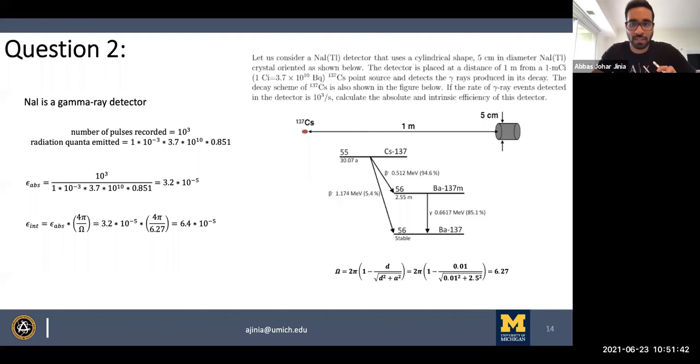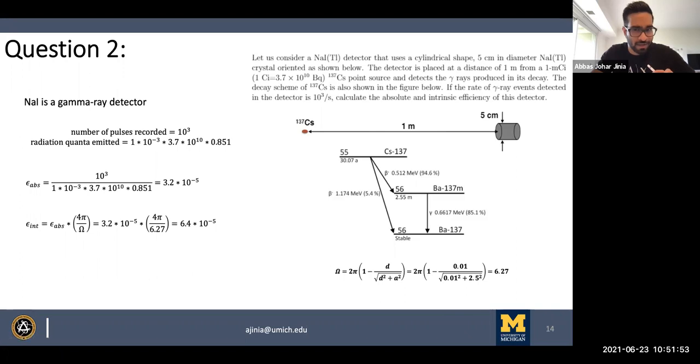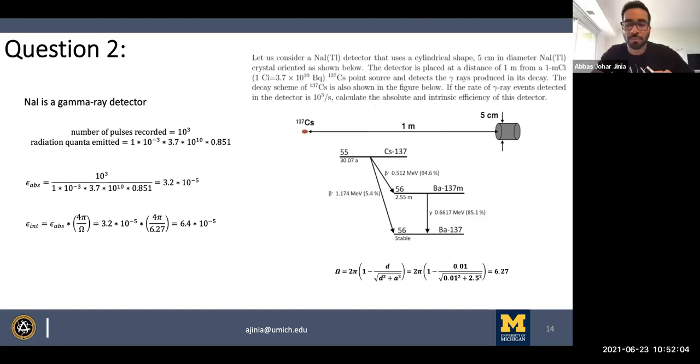Yes, someone is talking. Do you have an error in your formula at the bottom for the solid angle? D would be 100 centimeters rather than a hundredth of a centimeter. Oh, that's right. So it should be 1 meter and not centimeters. Correct. Thank you.